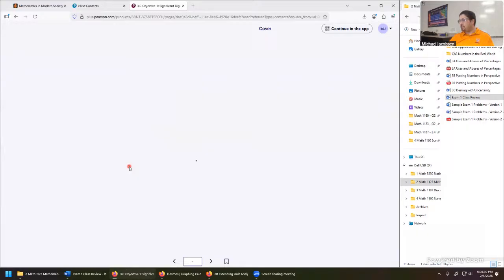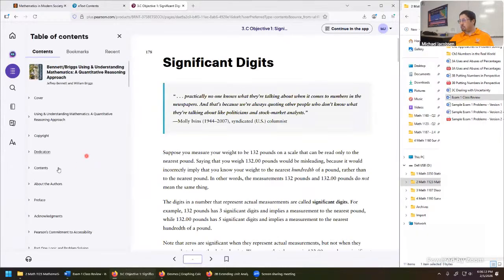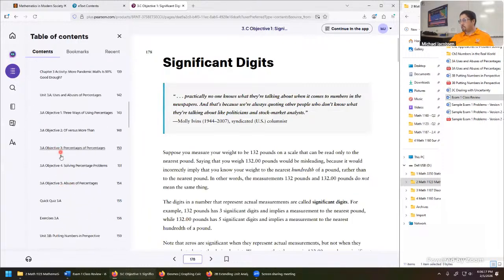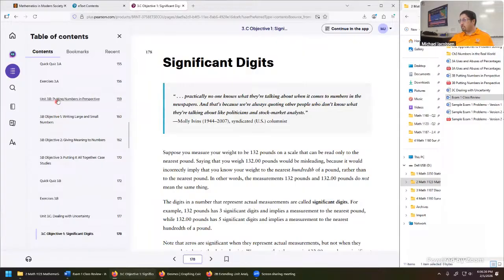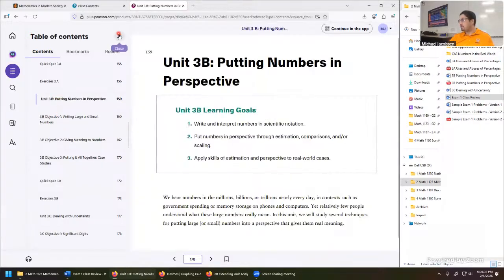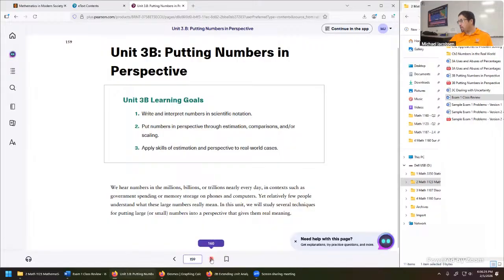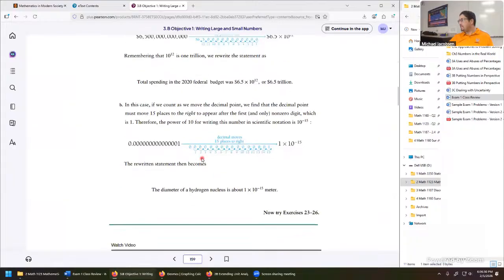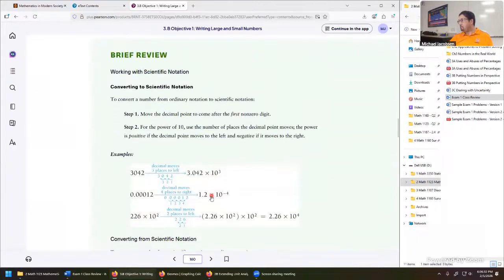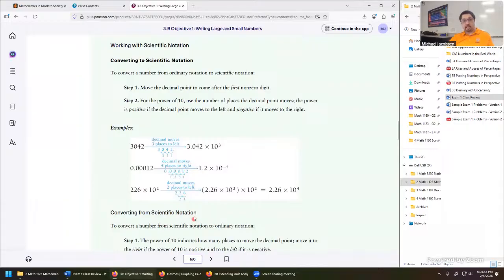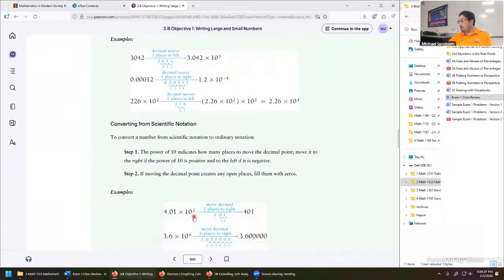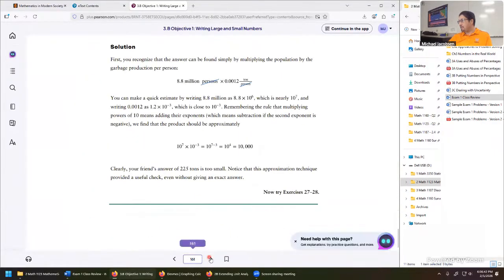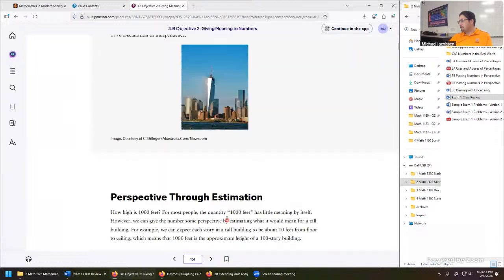And I have one table I'm looking into specifically. I think it might be in unit 3B. There we go, unit 3B, putting numbers in perspective. Let's go past the learning goals page. Discussing scientific notation, and anything that has a brief review is possibly good information you want to put on your notes as well. Let me see if I might not be in the right unit I was thinking of for the thing I'm looking into.